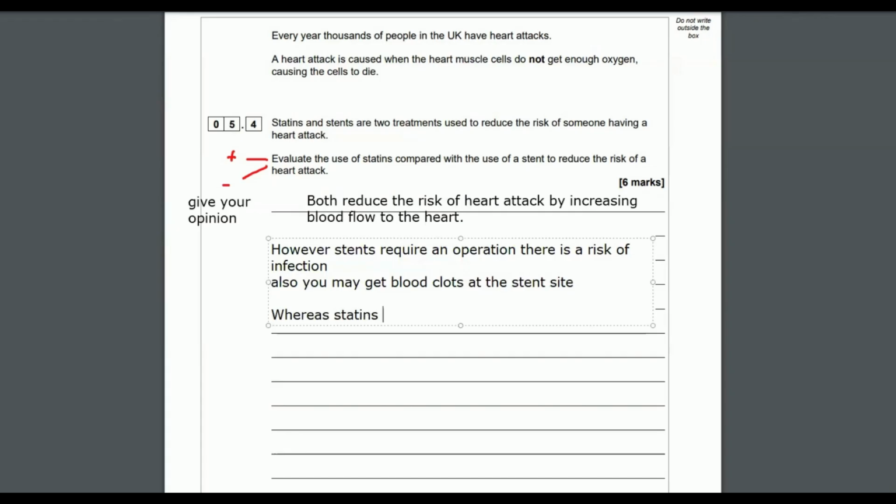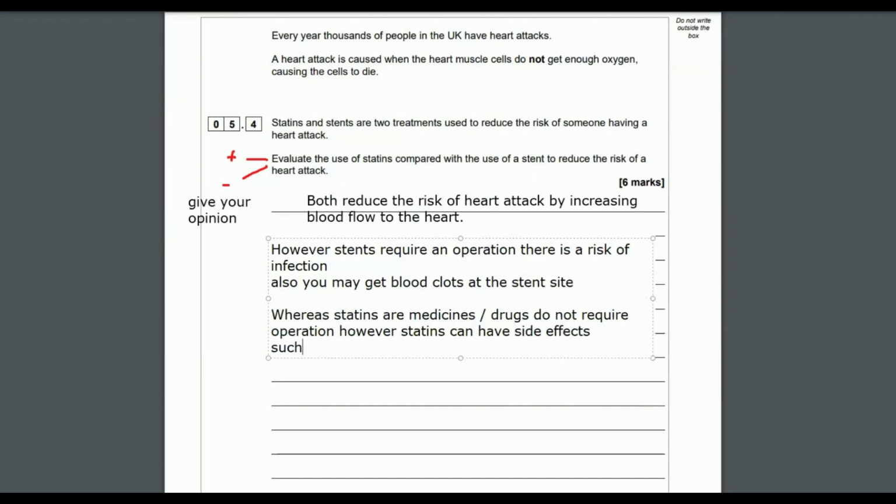Whereas statins are medicines, stroke drugs do not require an operation. However, statins can have side effects. There are simple side effects from statins, such as headaches, but also serious, rare side effects, such as organ failure. And of course, that can lead to death. So statins could potentially kill you.